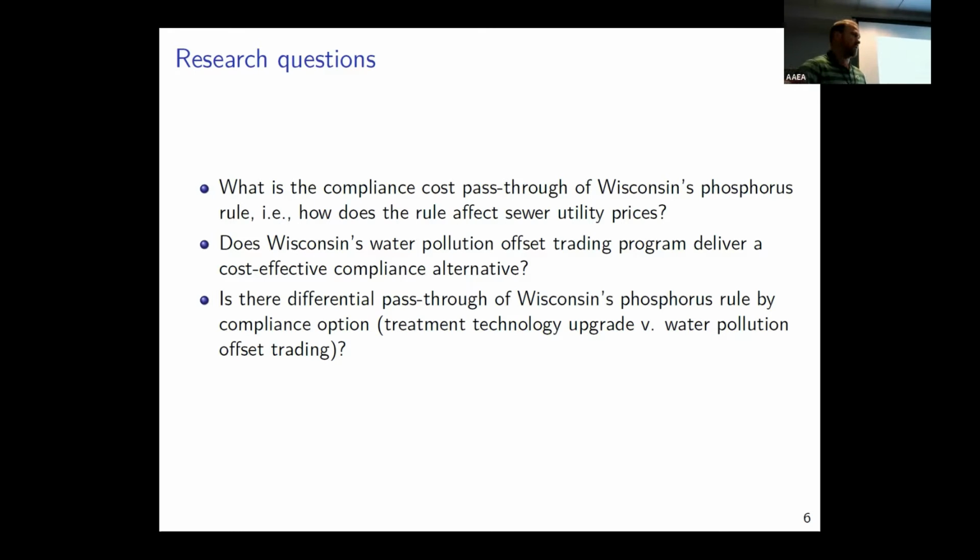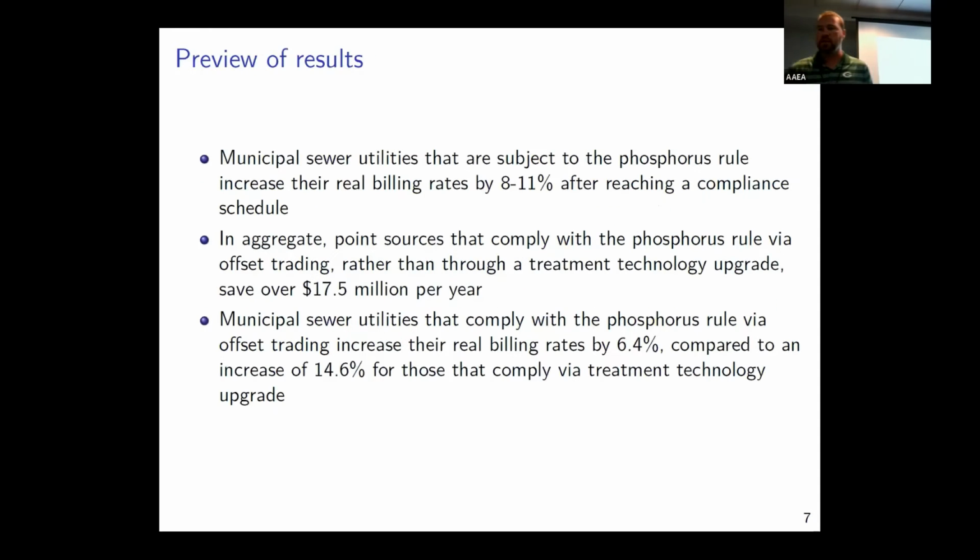So actually the second research question is basically, we're just doing a summary of the Wisconsin program because we have more trades than have really occurred in many other places. So what are the previews?